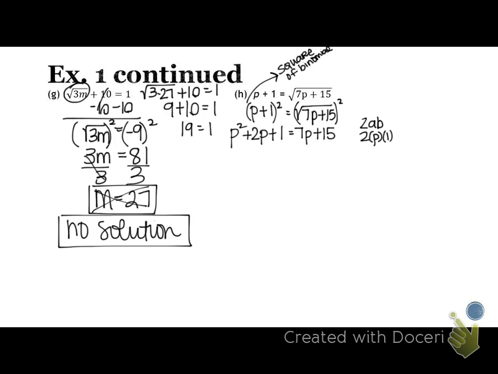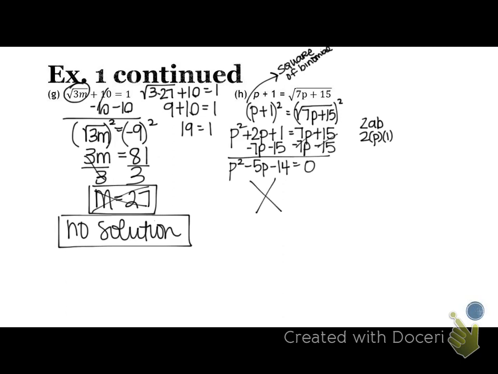So 7p to the other side, how do we do it? Subtract 7p from both sides. Move the 15, how? Subtract 15 from both sides. So we have p squared minus 5p. What's 1 minus 15? Everybody? Negative 14. And of course it equals 0.